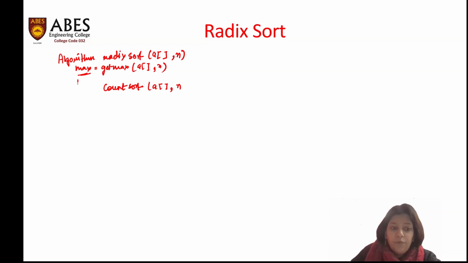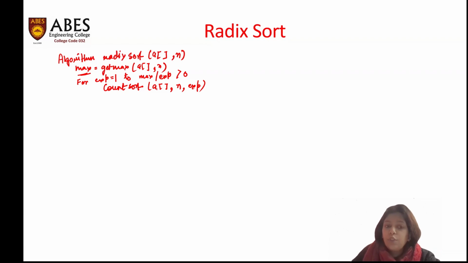Now for this, we have to call the count sort. So for this, let me just take a variable exponent which is equal to 1, and we have to keep on calling the count sort such that maximum divided by exponent is greater than 0, right? Till that time, we have to call the counting sort, and in this counting sort algorithm, we will also be needing this exponent value, right? Because there also we have to sort the values based upon the place value, right?